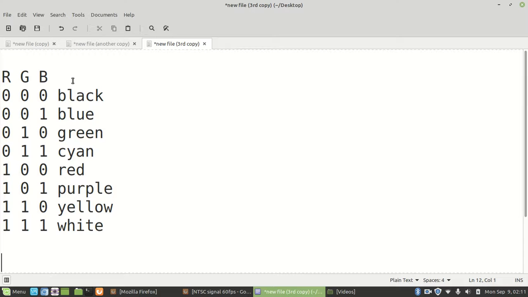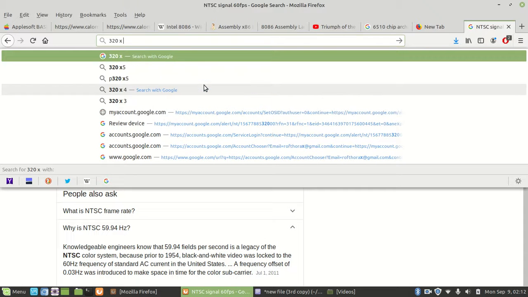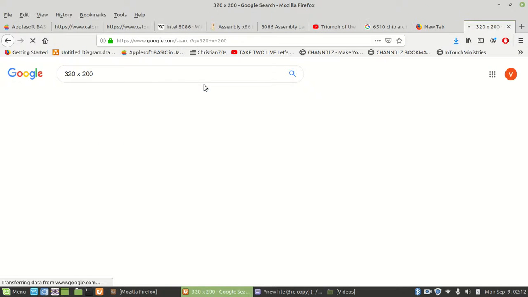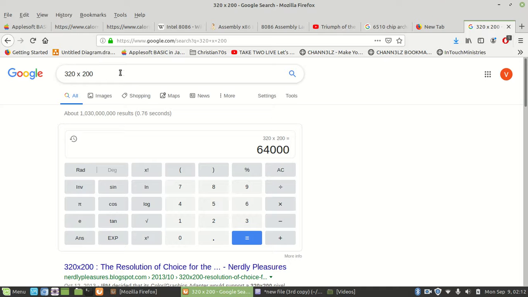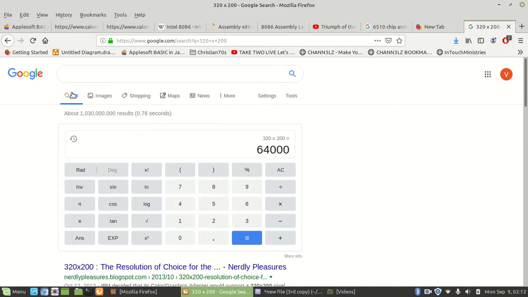And he had to come up with a way of syncing with this, coming up with a clock that would work at that rate. So you could probably do the computations. This is how you would think it up. You would do 320 by 200. So how much is that? 64,000. So there are 64,000 pixels on the screen.